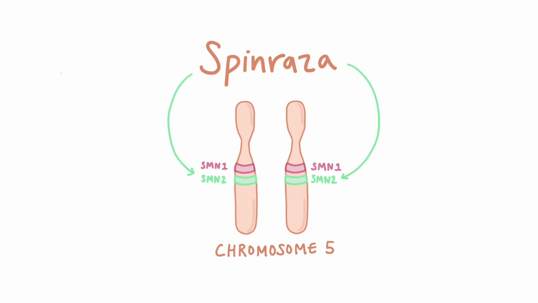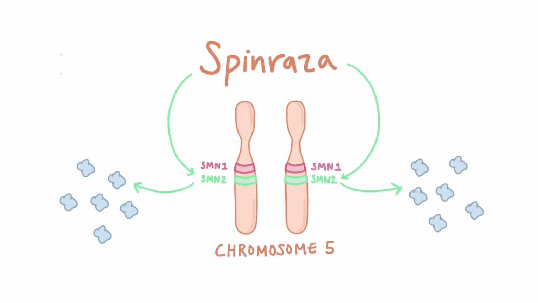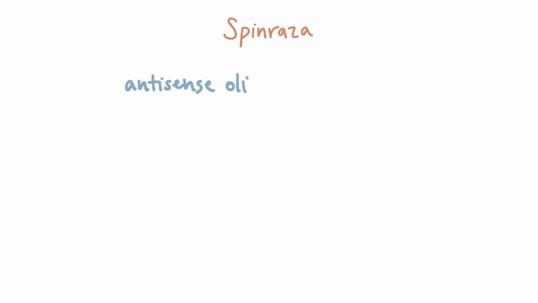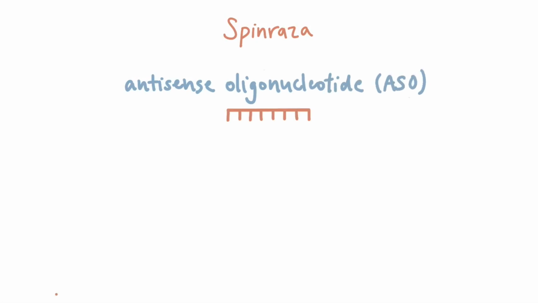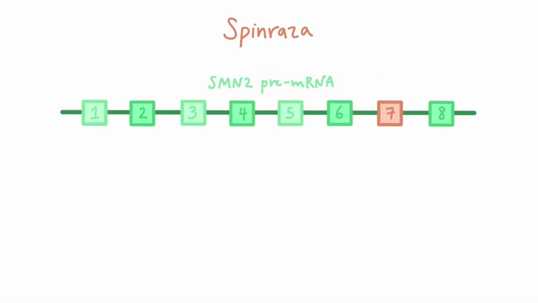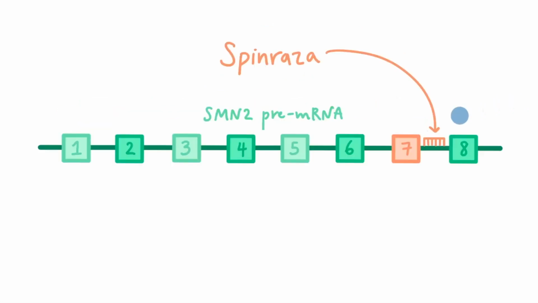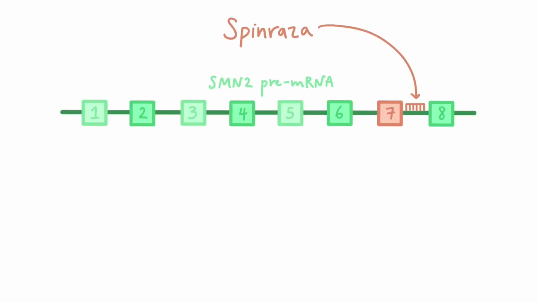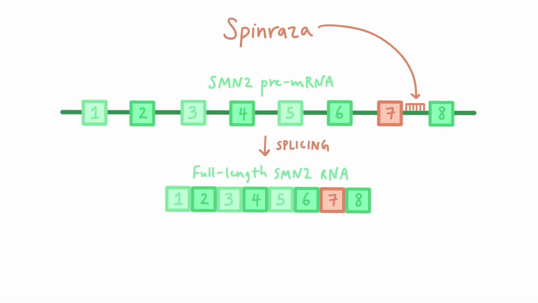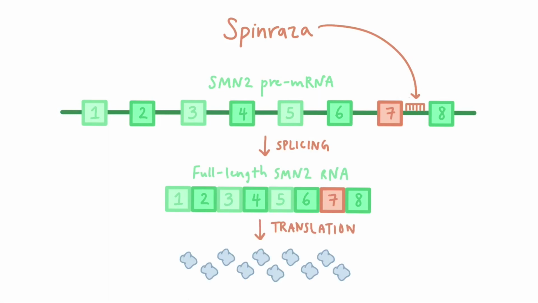The next treatment is Spinraza, which targets the SMN2 gene to increase production of functional SMN protein. Spinraza is an antisense oligonucleotide, a short sequence of nucleotides that can bind to RNA to fix splicing errors. Spinraza binds to SMN2 pre-mRNA just after exon 7 and blocks a signal that usually cuts off exon 7. This allows the mature mRNA to be full-length and code for functional SMN protein. As a result, Spinraza works to correct the effect of the mutation on SMN2 genes, producing increased levels of SMN protein for the cell.